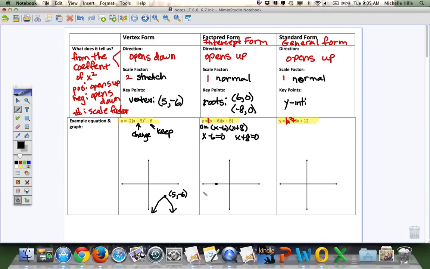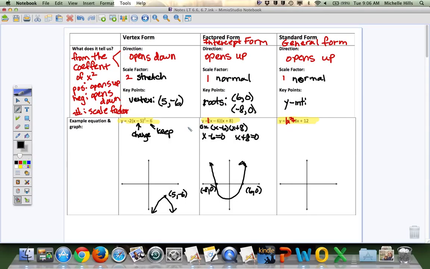So if I'm going to sketch this, I've got the point -8, 0, and the point +6, 0, and I know that this thing opens up because of that coefficient of x squared, and so that's a very rough sketch of what this parabola looks like. Don't forget to put your arrows at the ends of these because they're infinite.